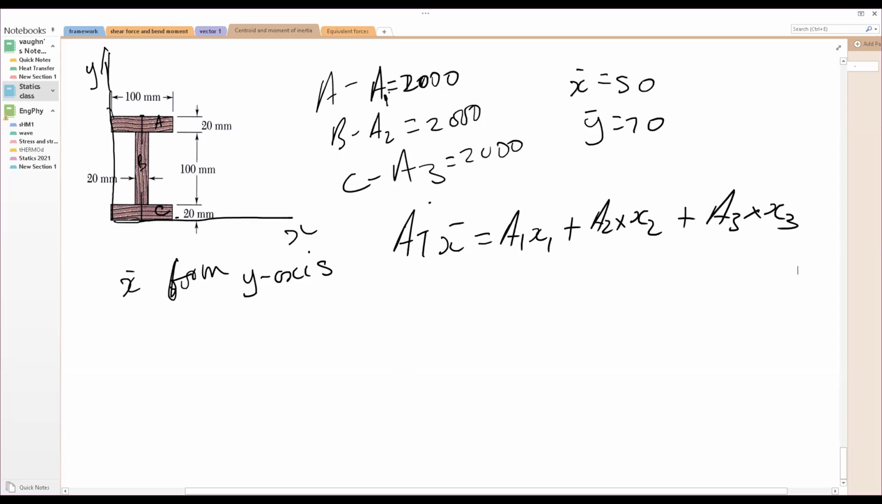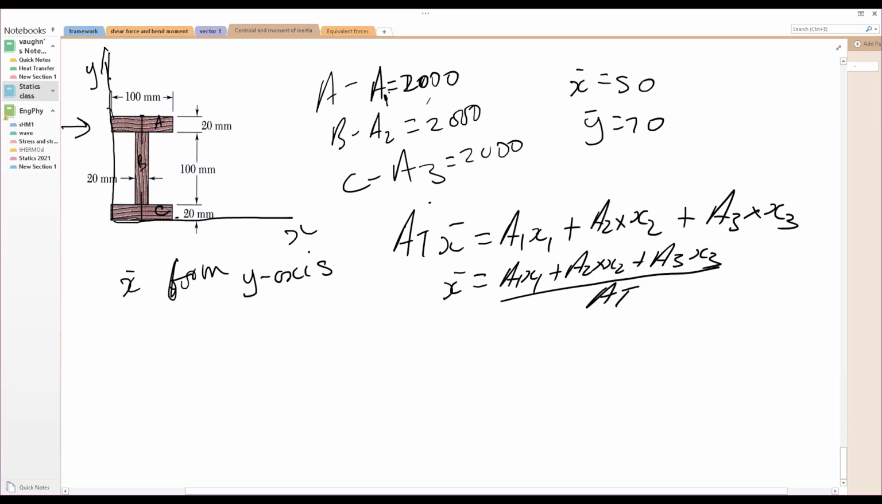All right. So I switch to the formula now. We're saying X bar, at the end of the day, is equal to A1 X1 plus A2 times X2 plus A3 X3 upon the total area, which is consistent. This time we have to look for different measurements, because we're reading from this direction now. Everything is relating to the Y-axis, not the X-axis this time.